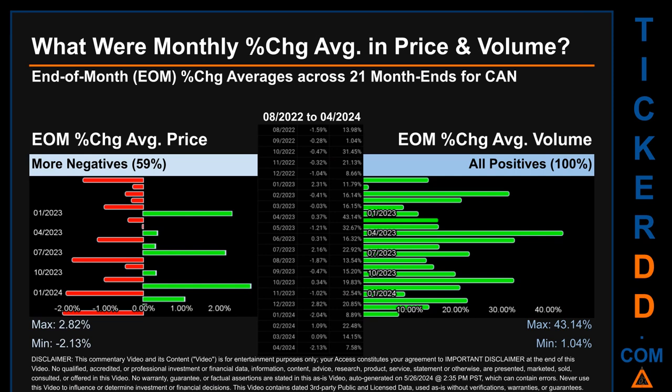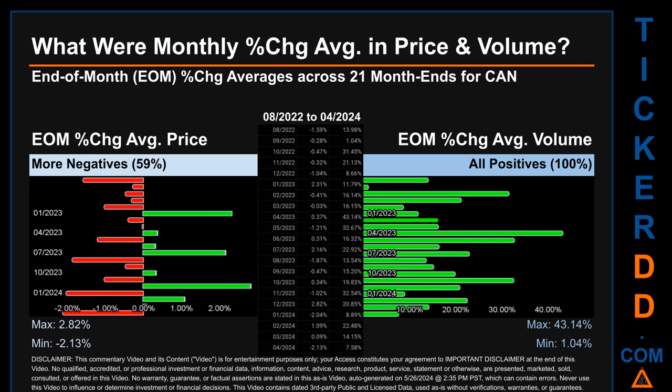What were end-of-month percentage change averages in price and volume for CAN? The monthly average of percentage change in price and in volume were calculated for each of the 21 month ends. That calculation took daily percentage changes and averaged them for each given month. If a month end came out negative, then it means that the month summarily saw a negative change.